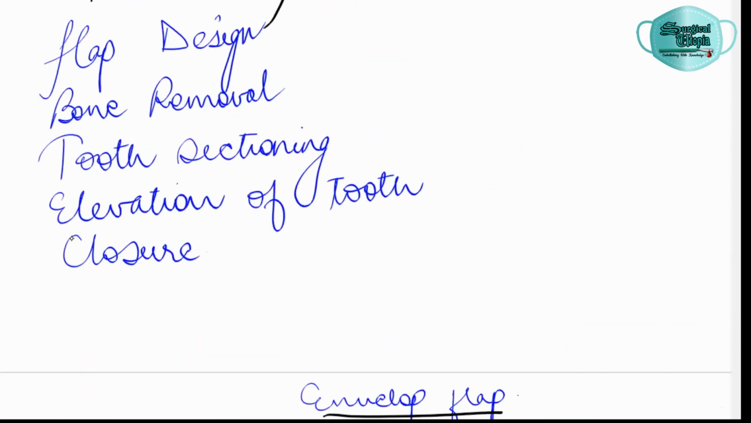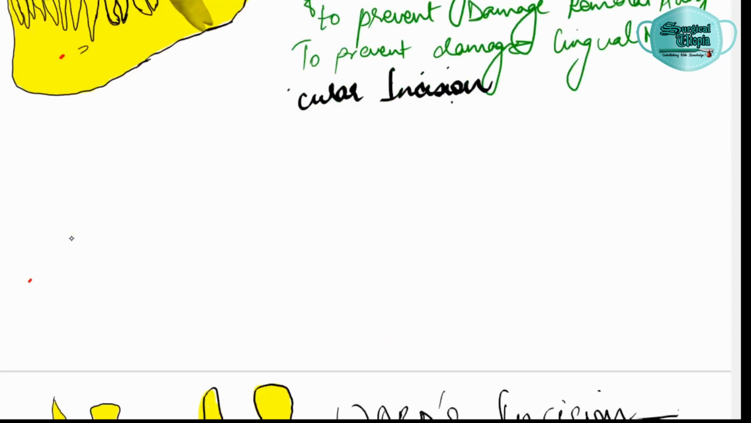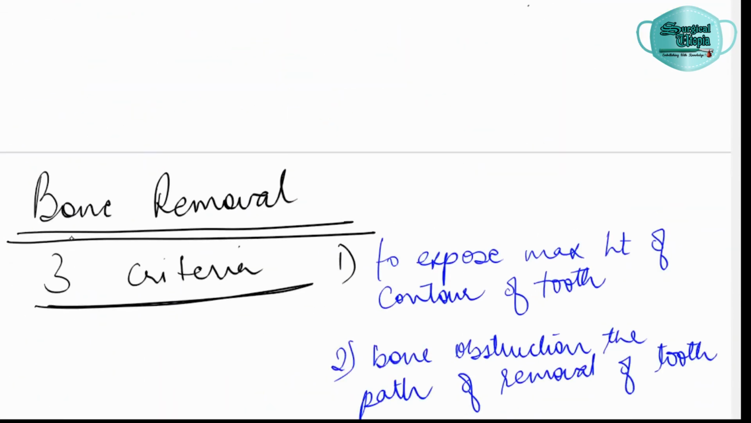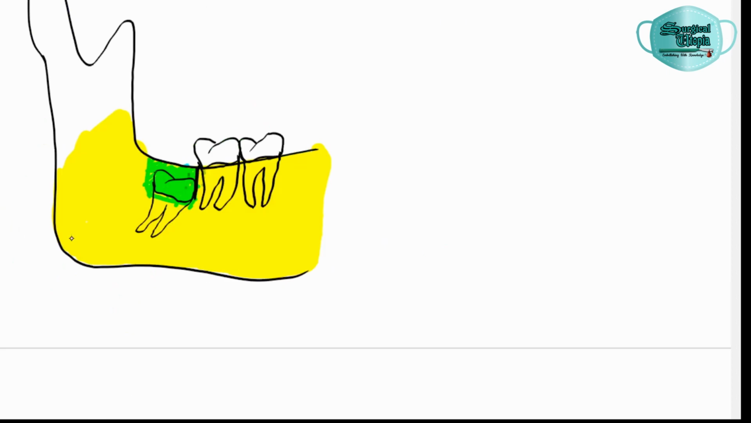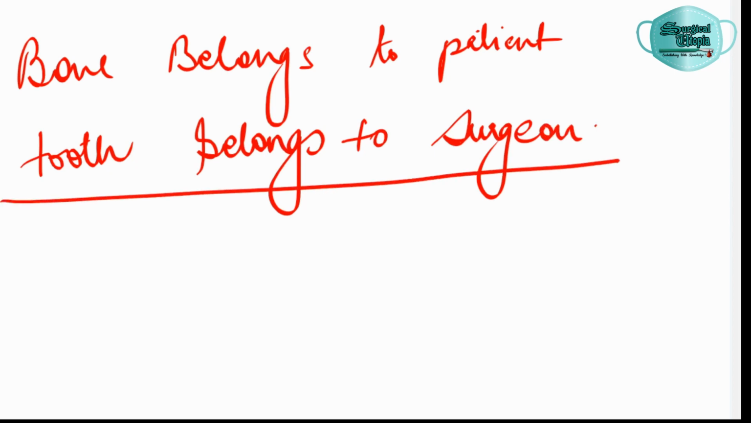This was about the disimpaction procedure. After this, the closure will be done. The wound will be debrided with normal saline, and closure will be done by suturing the wound. During the entire procedure of disimpaction of an impacted tooth, one thing must be kept in mind, and that is that the bone belongs to the patient while the tooth belongs to the doctor or the surgeon. So care should be taken that a minimal amount of bone removal is done.